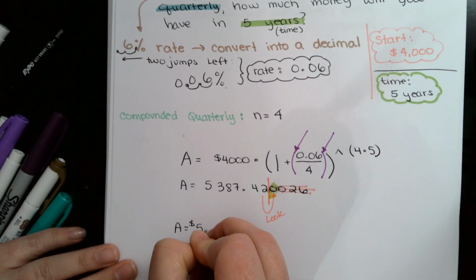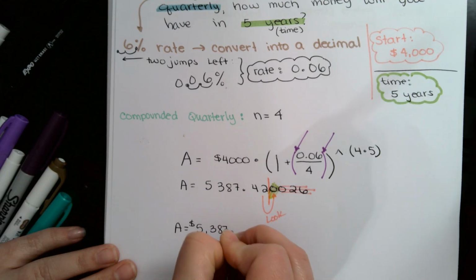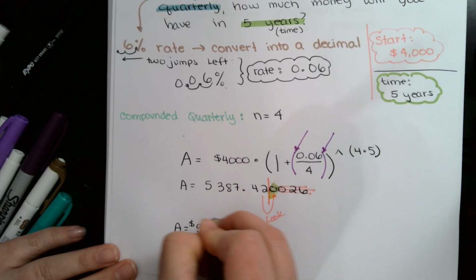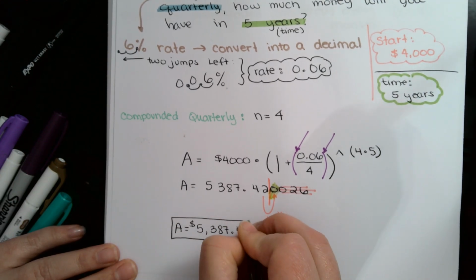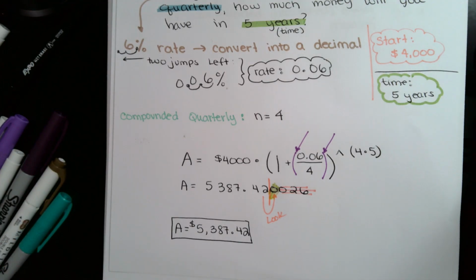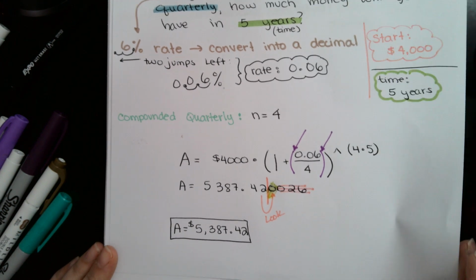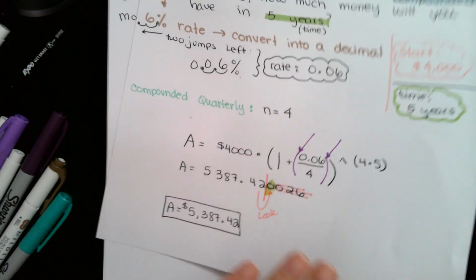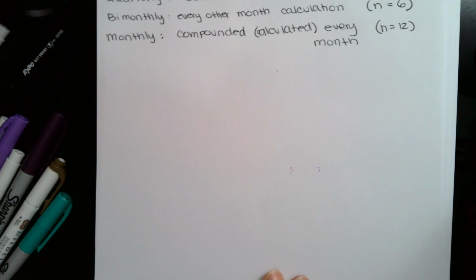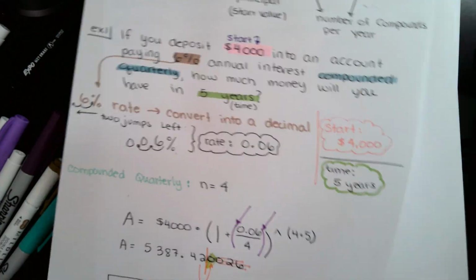So $5,387.42 is the amount after 5 years with a 6% rate compounded quarterly. All right, let's do one more example, and then I'll let you go to do your classwork. Oh, here are our keywords. All right, example number 2.